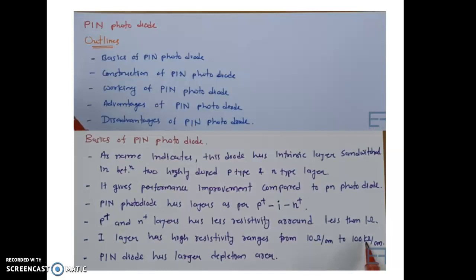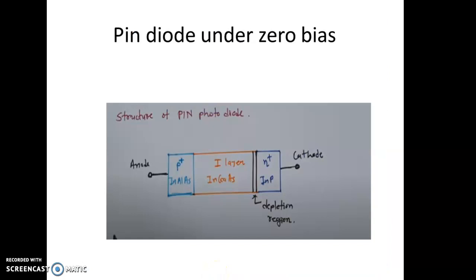PIN photodiode has layers as per P plus, I, N plus. P plus indicates heavily doped. P plus and N plus layers have less resistivity, less than 1 ohm. An I layer has high resistivity, ranging from 10 ohms per centimeter to 100 kilo ohms per centimeter. PIN diode has larger depletion area. This is the structure of PIN photodiode.